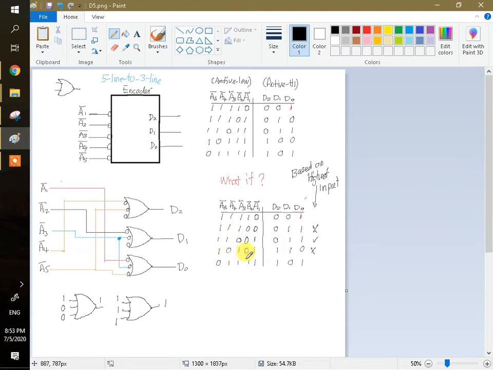Apparently this truth table cannot be used if the user activates 2 inputs or more, or 3 inputs or 4 inputs. Assume all these inputs are 0. The code produced cannot be used. It's too random. That's why this brings us to the next topic. The next topic we're going to talk about is the priority encoder.